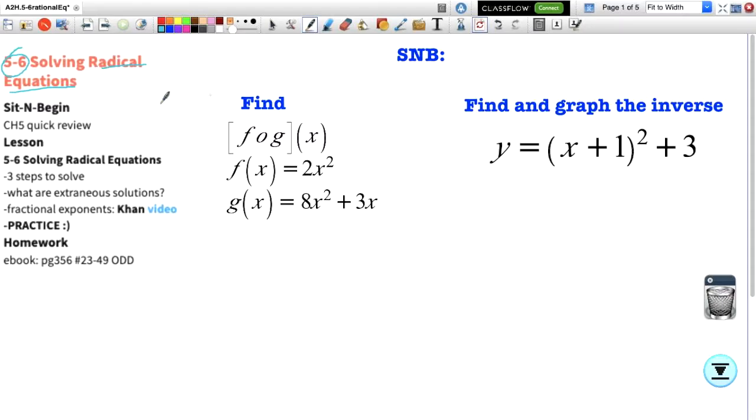We're going to start off today with a quick review of some of the other skills from Chapter 5, and then we're going to hop into talking about how we solve radical equations, what the 3 steps to solve are, what extraneous solutions are, and how we can come across them or check for them. Where do fractional exponents come from? And I have a short little Khan Academy video. It's actually like 5 minutes that I'm just going to play for you during my flipped lesson because it has some good information in it, and I like how he does that.